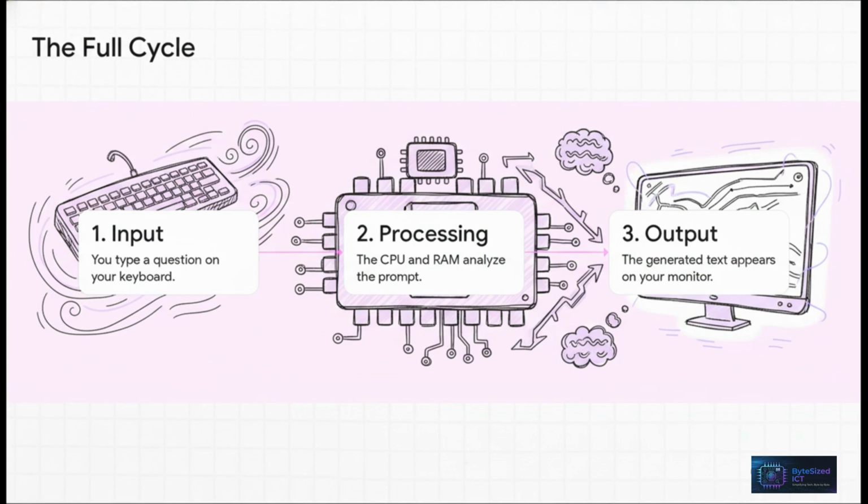When you use ChatGPT, you engage every single component we've just talked about. You provide the input with your keyboard. The CPU and RAM process the data, predicting the next word, then the next, over and over again. And finally, the result is sent to the output, your monitor. It's the entire system working in perfect harmony.